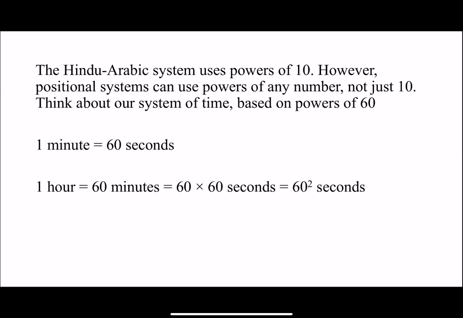powers of 10, but you can actually use powers of any number. It doesn't have to be necessarily 10. For example, every day we are using time. 60 seconds is 1 minute. So 1 hour is 60 times 60, 60 to the second power seconds. So you're using a number system that is based on powers of 60 to express time. So we can actually use powers of any number. It doesn't have to be 10.